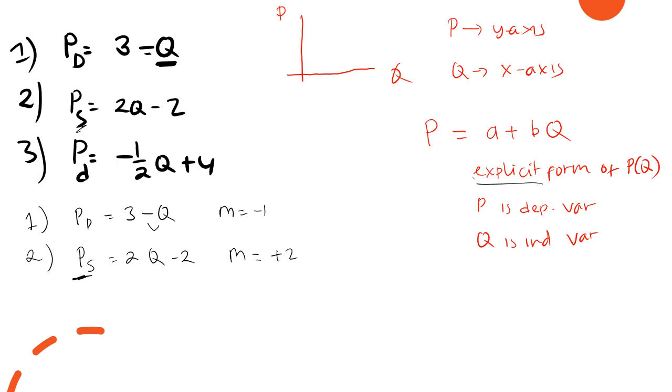Why? Because the number next to the Q is 2. And the third, the demand function again, minus half Q plus 4. It's fulfilled with 1, so the slope of the PD is minus half, since the coefficient next to the Q is minus half.